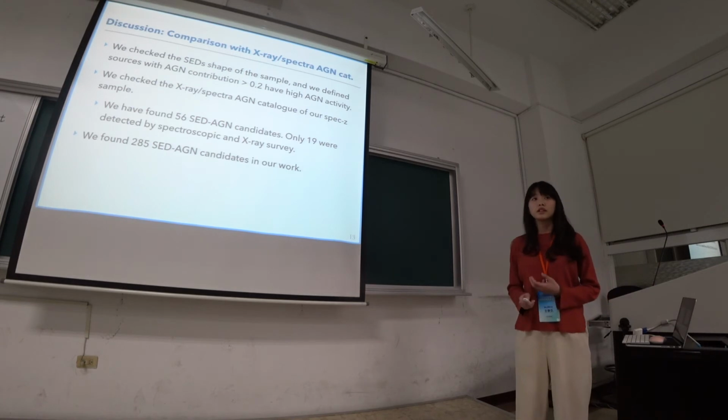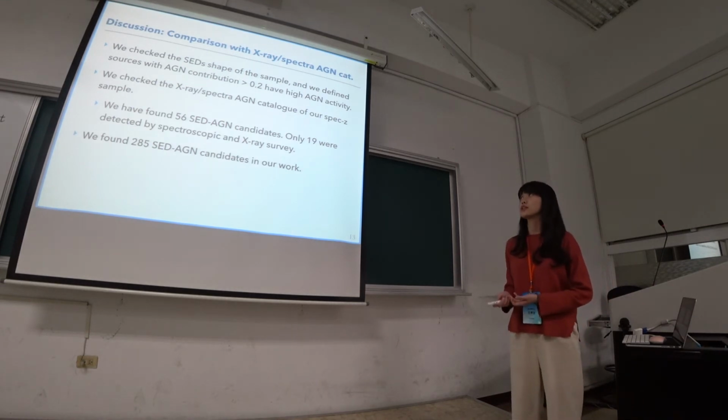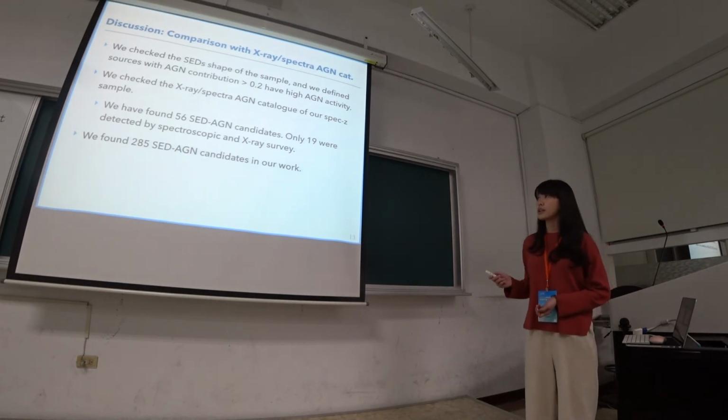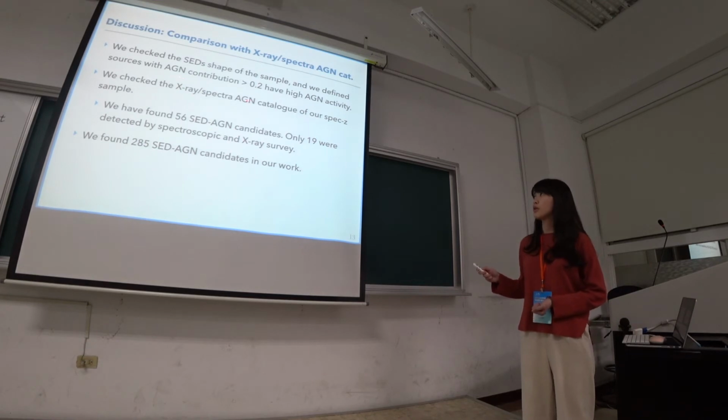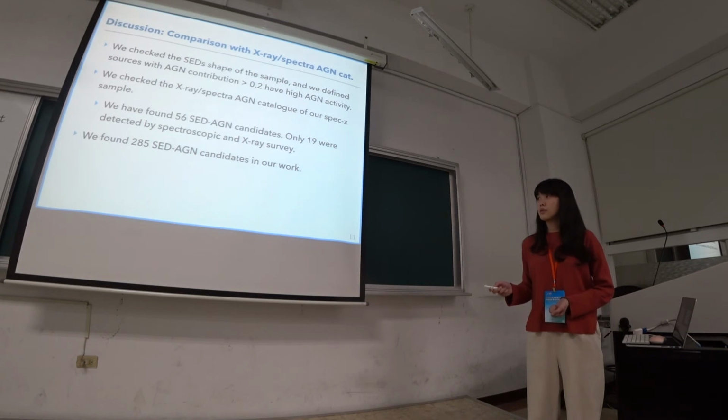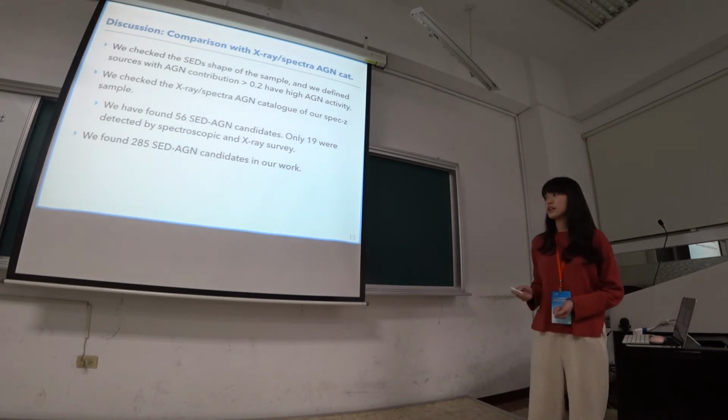We also carefully compared our SED AGNs with the X-ray and spectroscopic AGN catalog. We define the sources with AGN contribution larger than 0.2 as having high AGN activity. That means that's our AGN candidate. We checked with the catalog and found that only 19 sources were detected by the spectroscopic and X-ray survey, but we have found 56 SED AGNs in the RSPEC samples. In total, if we include the photo-Z sample, we have found 285 SED AGN candidates.